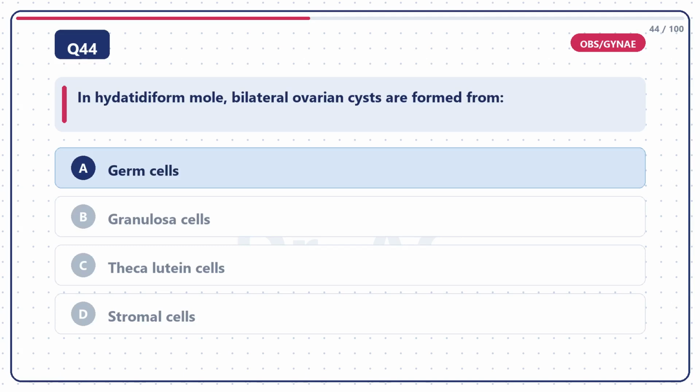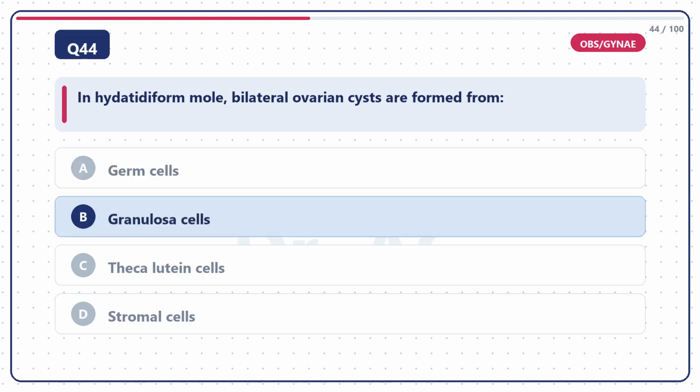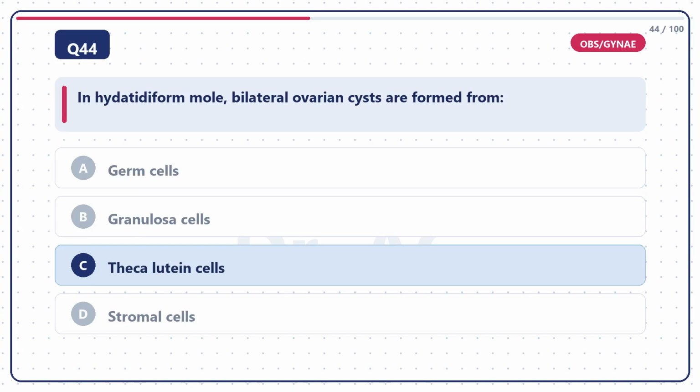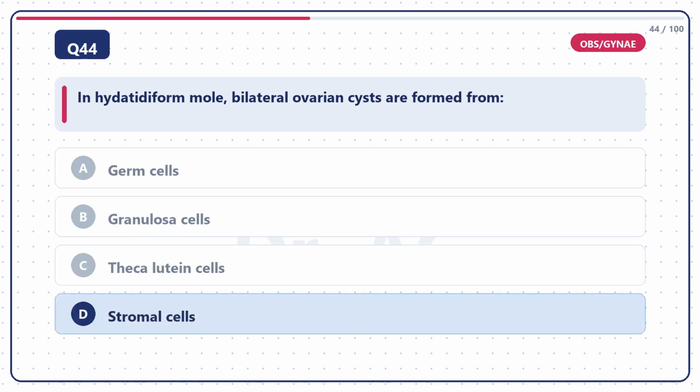Germ cells. Option B, granulosa cells. Option C, theca lutein cells. Option D, stromal cells.